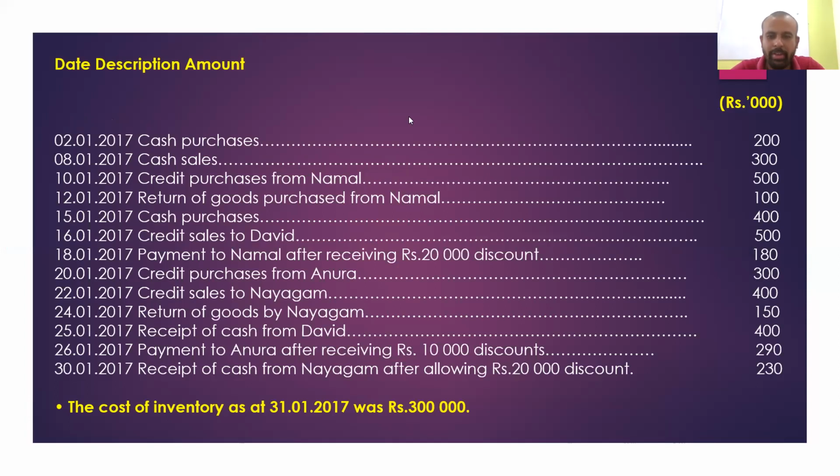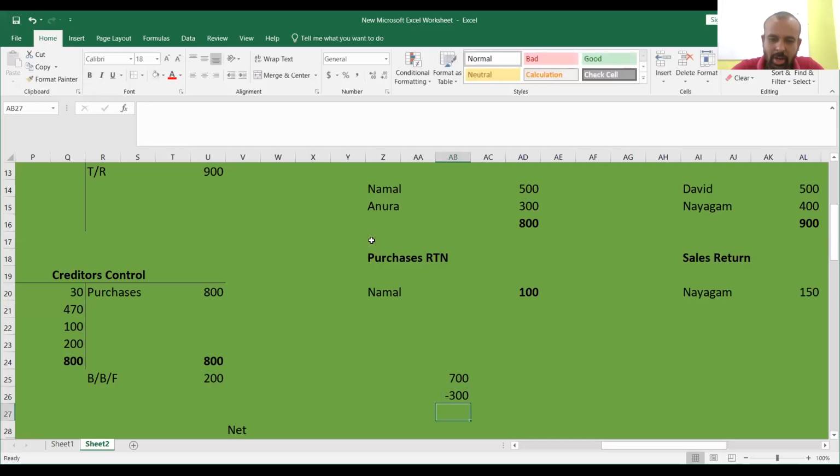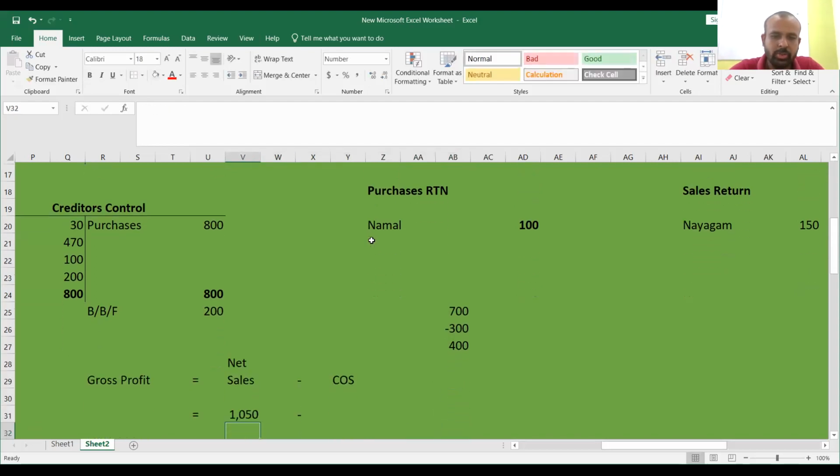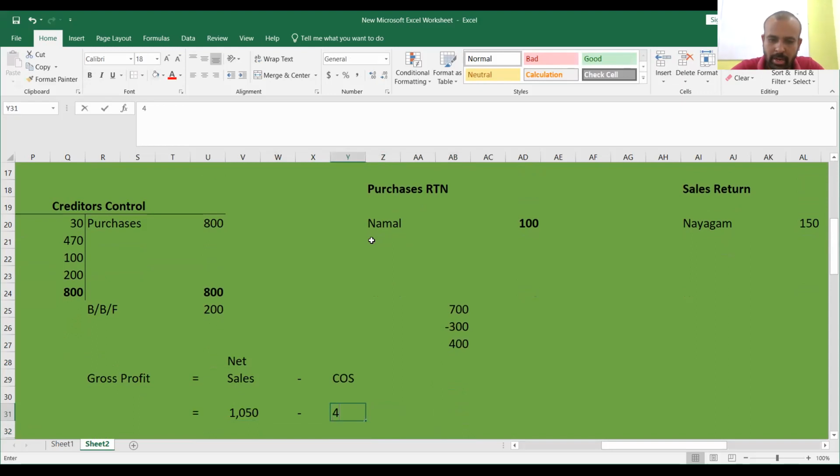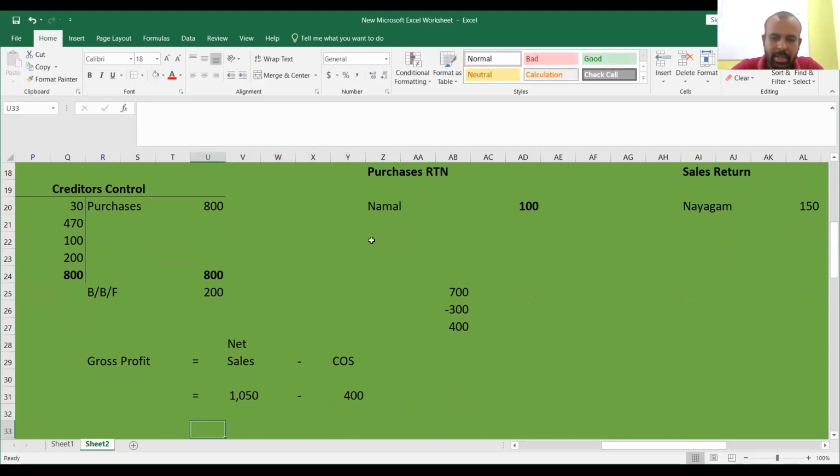If the 300 has not been sold, then cost of sales is 400. Cost of sales is how much? Rupees 400. Then tell me how much is the gross profit?